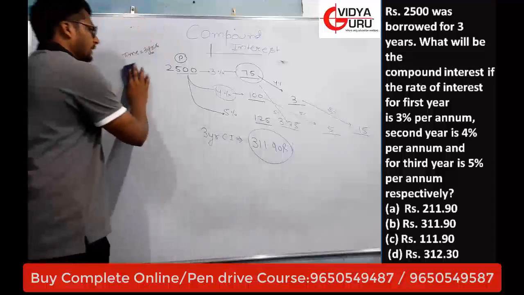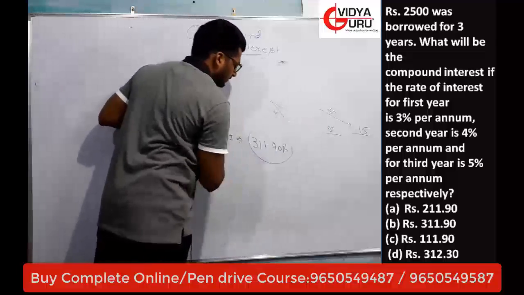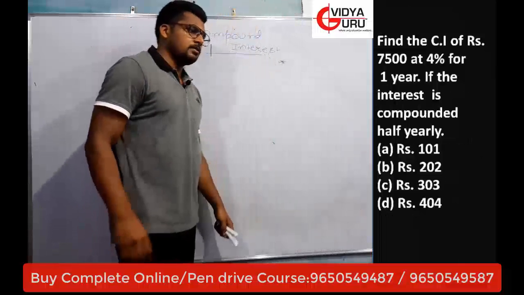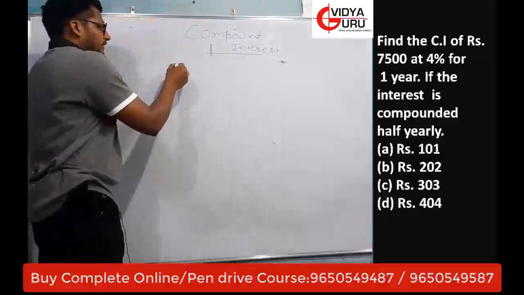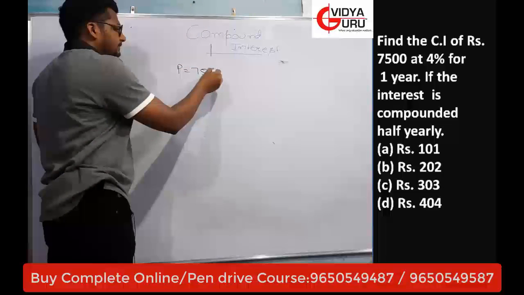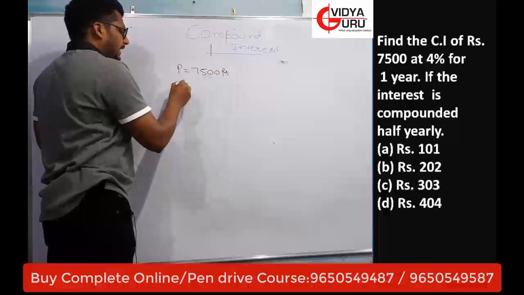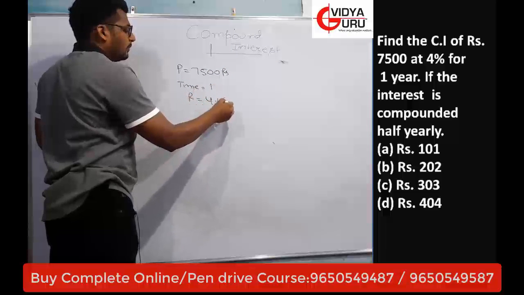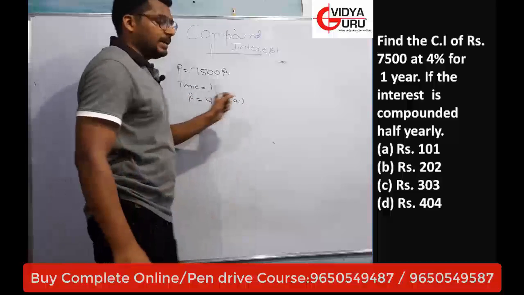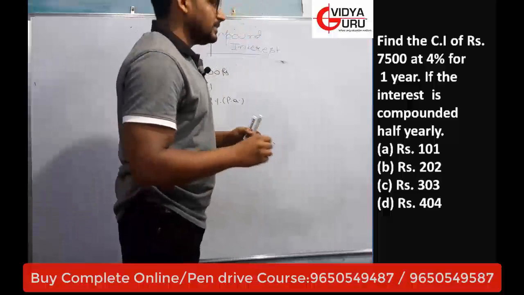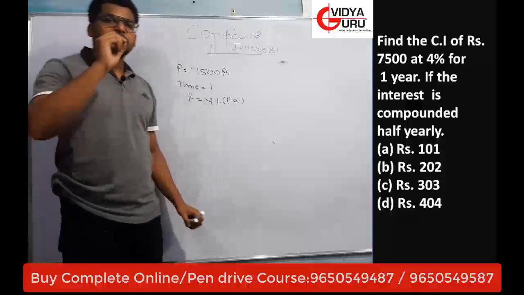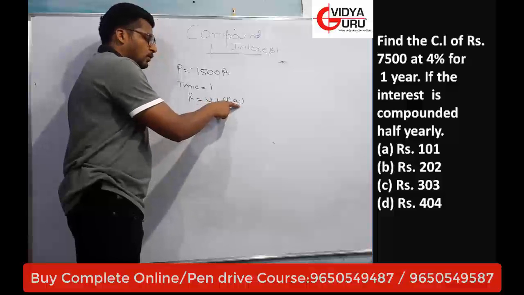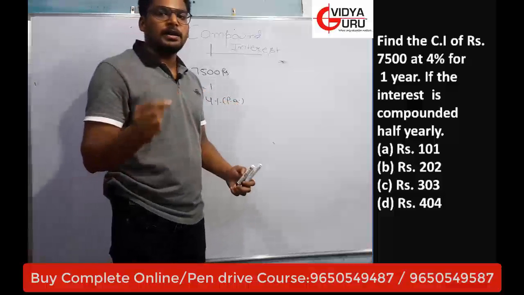Coming on to our next question. Next question is what? This question is saying principal is 7500, time is 1 year, and rate is 4% per annum, and the question is saying interest is compounded half yearly. That means interest is compounded every 6 months. This rate is given per annum, but the question is saying interest is calculated half yearly.